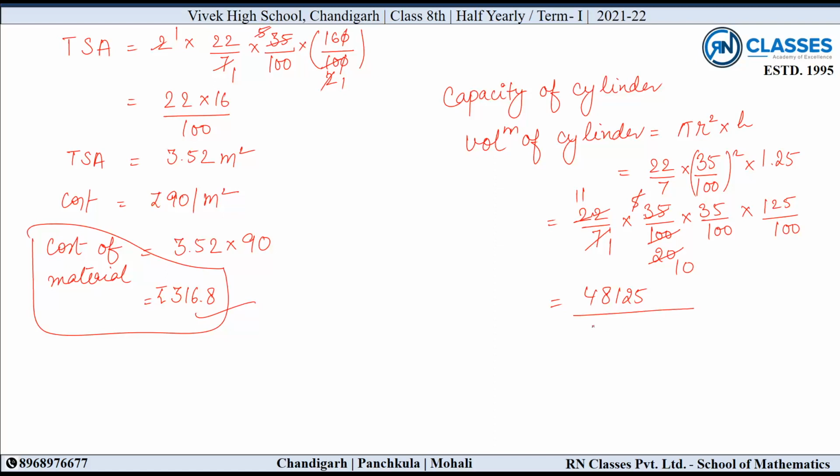करके देख लो चाहे. Divided by 1 2 3 4 5. Right. So answer would be 0.48125 meter cube. ठीक है. This is the volume. So this concludes your test, Vivek High School, Chandigarh, Class 8th half-yearly examination conducted today on 8th.